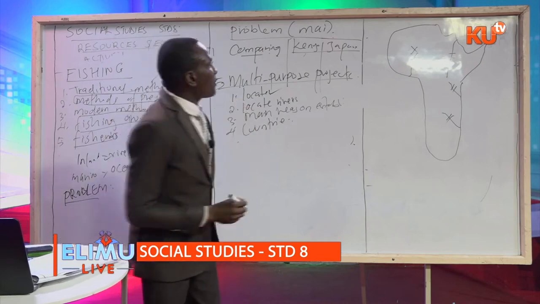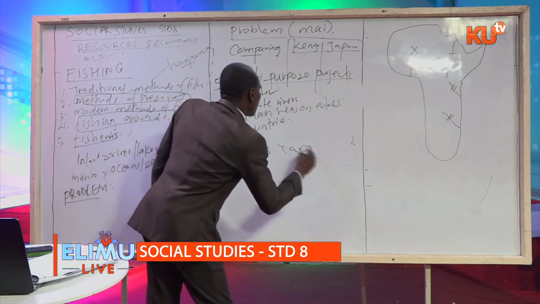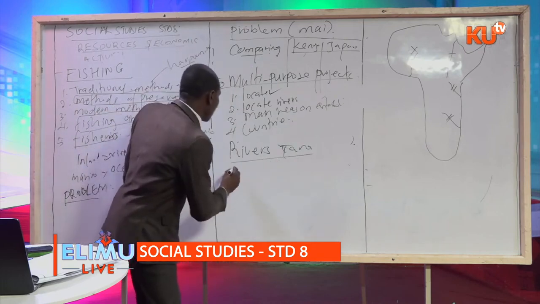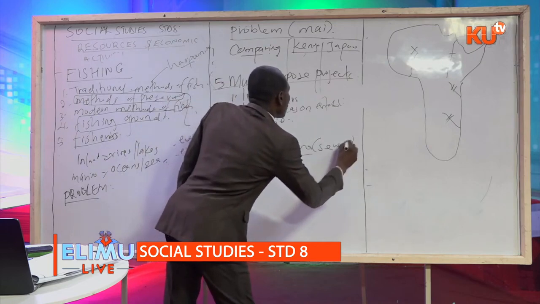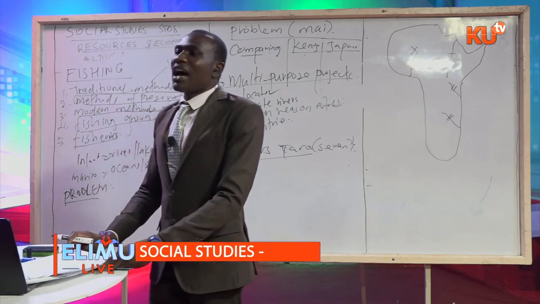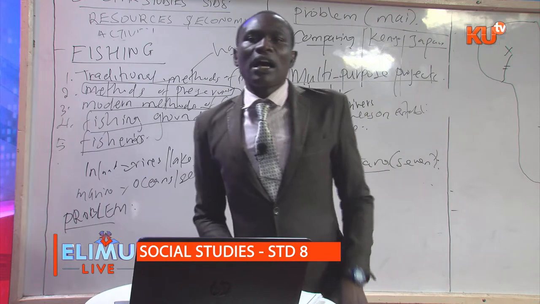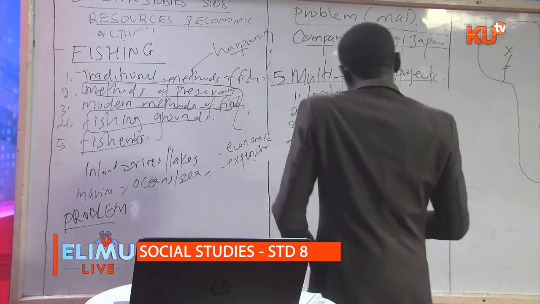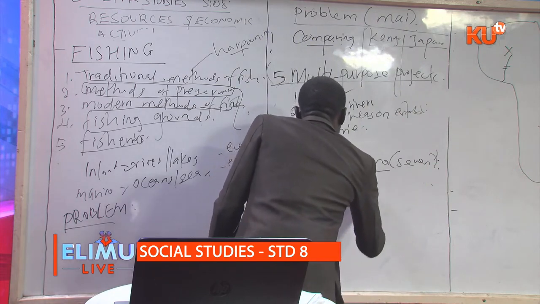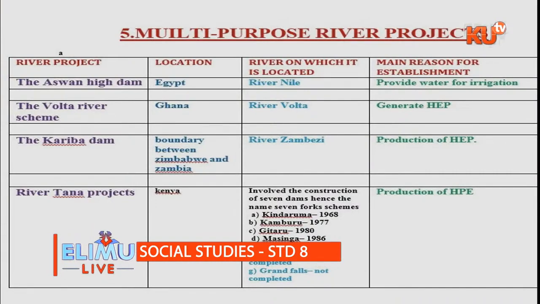The ones that are being commonly examined. And then, still on the multipurpose river projects, the most commonly examined area is also the River Tana. We will look at it on the screen. The River Tana is also known as Seven Forks. Why Seven Forks? Because it is built along seven dams. And these seven dams, a candidate should be able to know the ones that were completed and the ones that were not completed. There were only two dams on River Tana that were never completed. And these are Grand Falls and Mutonga. And the rest that are remaining, you should be able to say which year they were built.